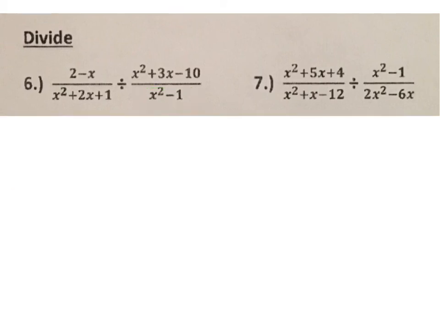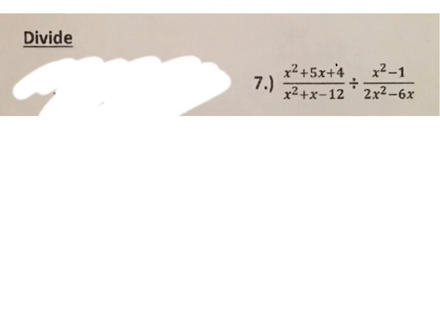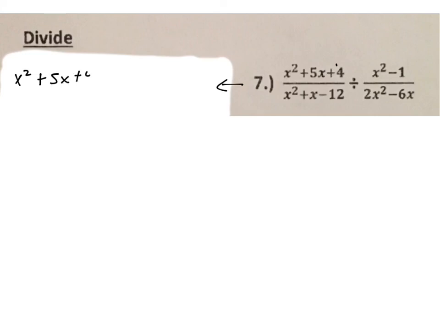All right, let's take a look at 7. So 7, we've got all of this work here. I'm going to cross this out. We don't need this, so it gives me more space. So question 7, same idea. We're going to change this into multiplication first, just to make life a little easier on us. So we're going to get x squared plus 5x plus 4 over x squared minus x minus 12 times, in this case, 2x squared minus 6x over x squared minus 1.